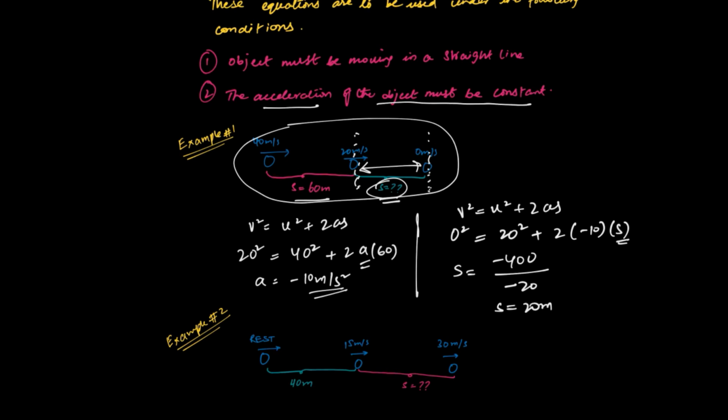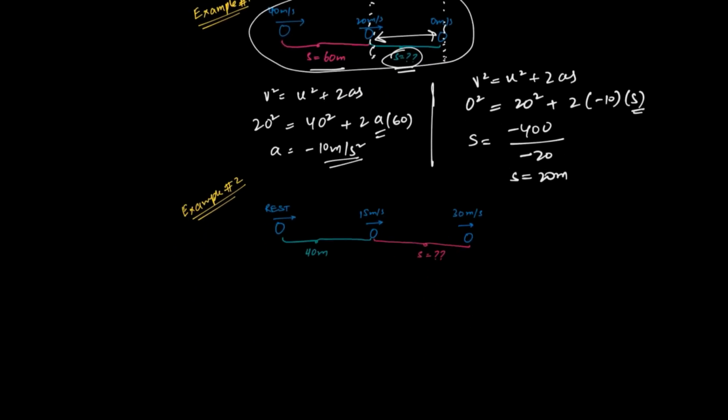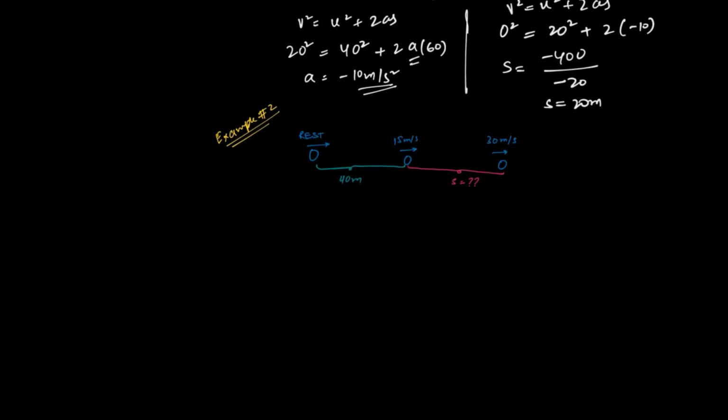Alright, so we will move on to our next example. It says that the object starts from rest, travels a distance of 40 meters, has a speed of 15 meters per second, then travels an unknown distance, and the speed becomes 30 meters per second. So we have to find the specific displacement.